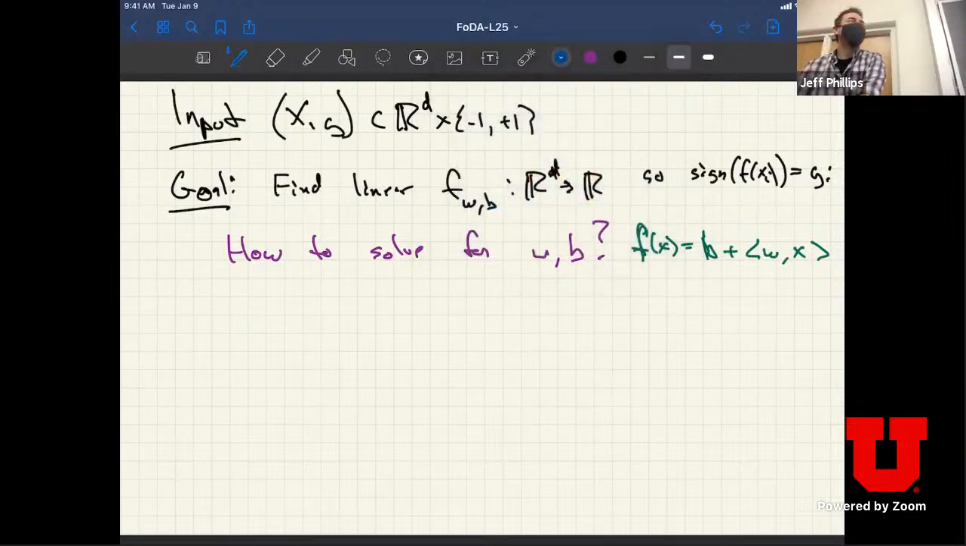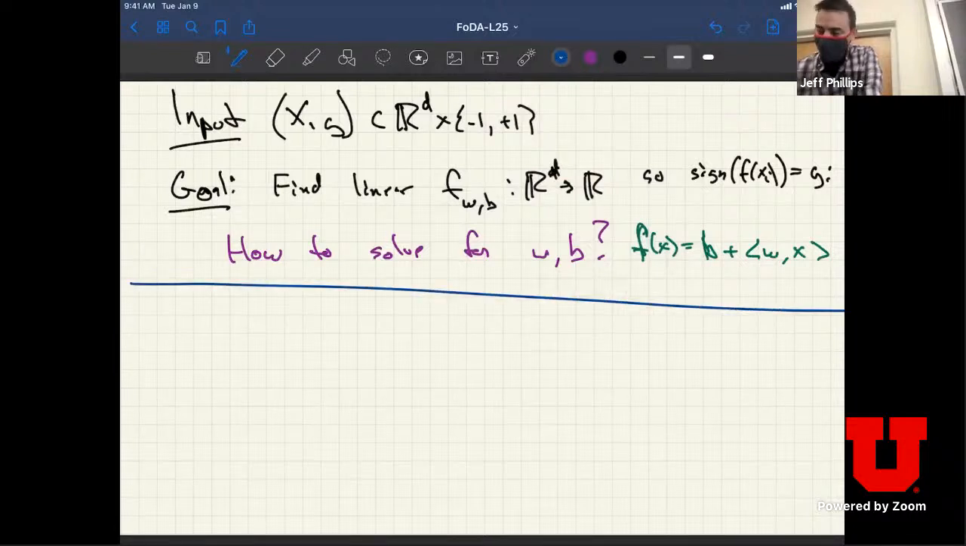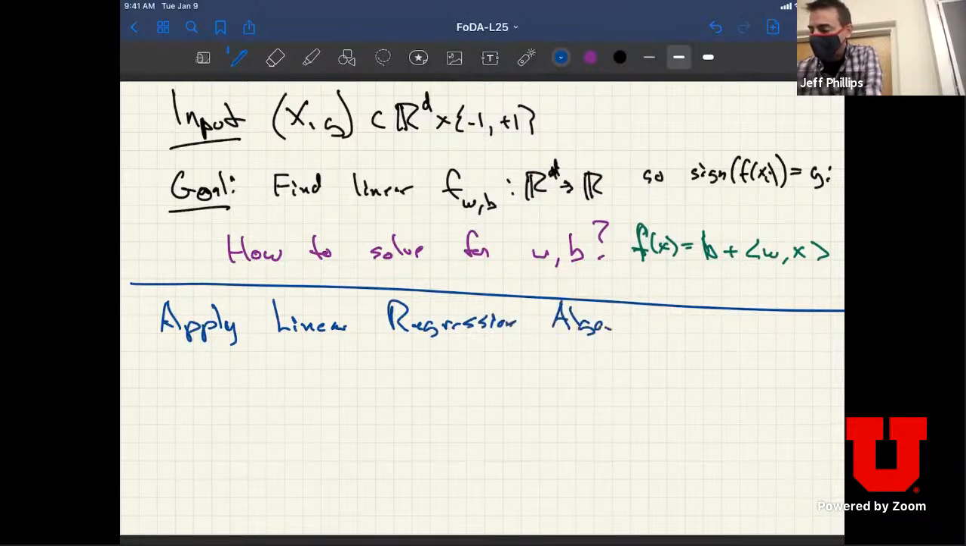I will help you guys out a little bit. The first one is apply our linear regression algorithm.